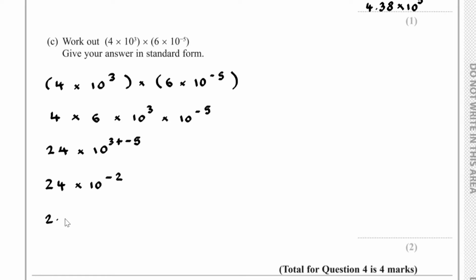What I want is this 24 to be a 2.4, but if that's the case, if I'm dividing the 24 by 10, I need to times the 10 to the minus 2 by 10, leaving me with 2.4 times 10 to the minus 1.